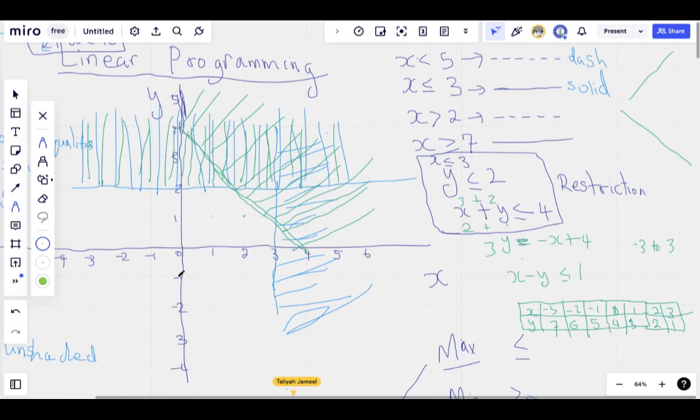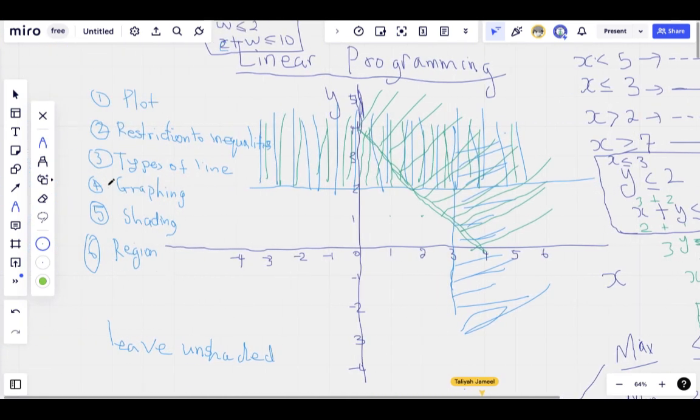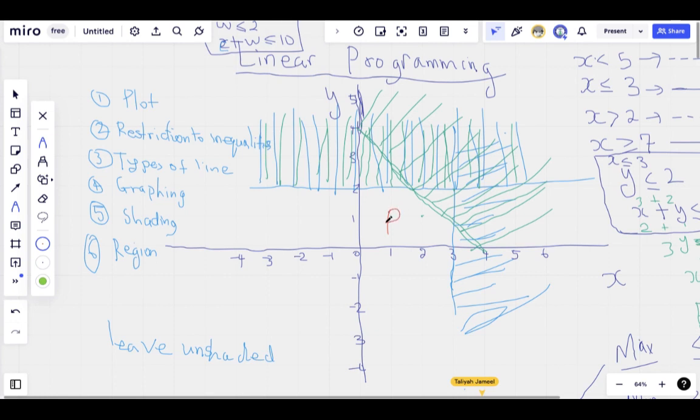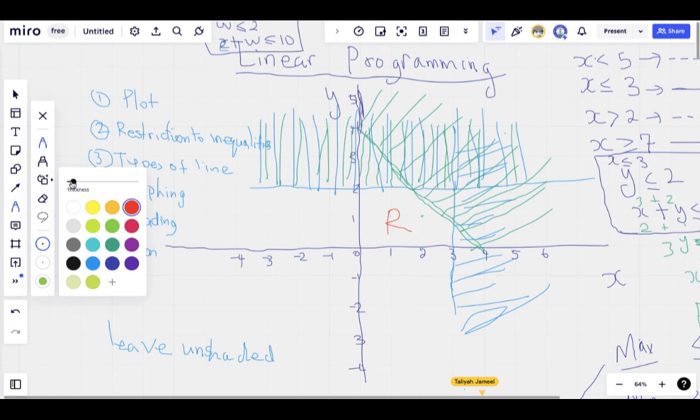So the final part, you know, I said there are 6 things that we need to do. Look at that. When you plot the line graphs, you identify your inequality, the types of line. You must know what type of line to use. You graph, we've graphed already. You shade, we've shaded. The part is to identify the region. This region is the part that is remaining, which is this place, which is called the region R. This is the region that we need to do whatever we want to do.